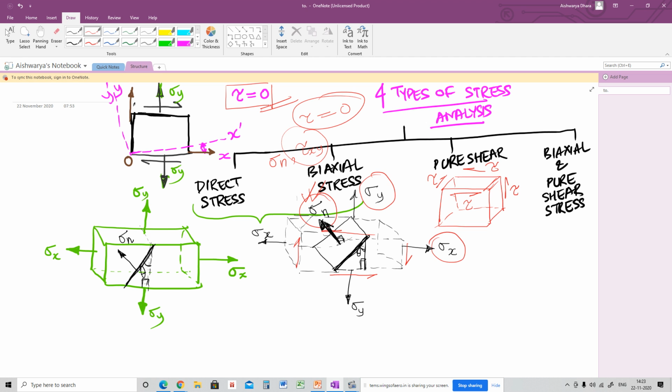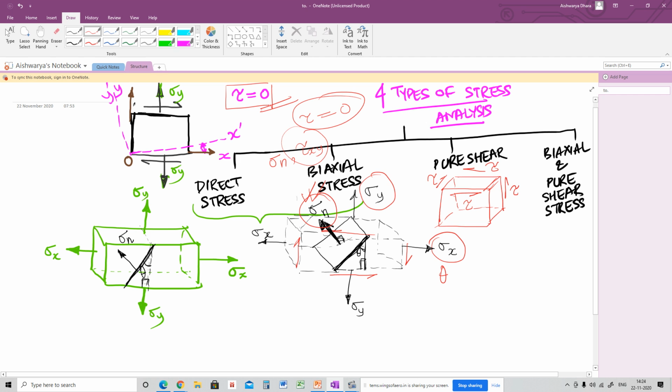Ma'am, then in pure shear, there will be no principal plane, because as you said, the shear stress tau will be equal to zero. Yes, we will see how it occurs, one by one. Because ma'am, in direct stress and biaxial stress we will have sigma x, sigma y, but in pure shear we don't have any sigma x. We will see here our main motto to find the principal plane if there is only pure shear, right?